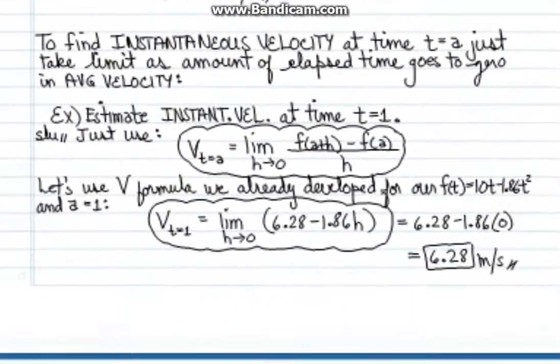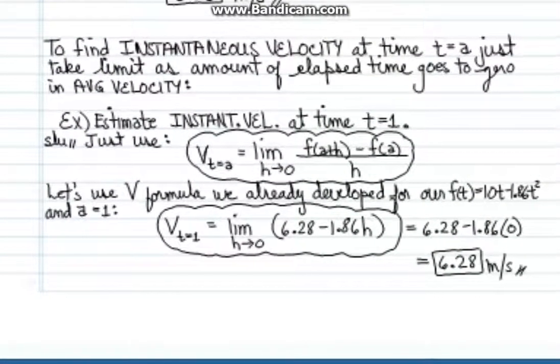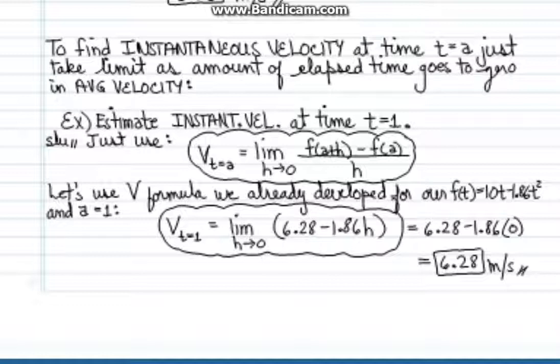Okay, now keeping that final formula in mind, let's move to a different idea. We're going to do the same problem that we did earlier, but using a different formula. To find the instantaneous velocity at t equal a, just take the limit as the amount of elapsed time goes to 0 in this average velocity formula. For example, we estimate the instantaneous velocity at t equals 1 by using v at t equals a, which in this case will be 1, is the limit as h approaches 0 of f of a plus h minus f of a over h.